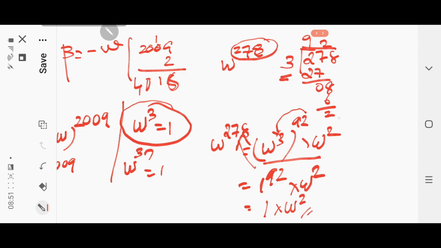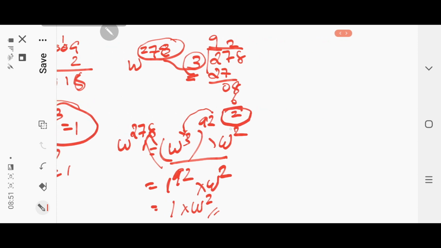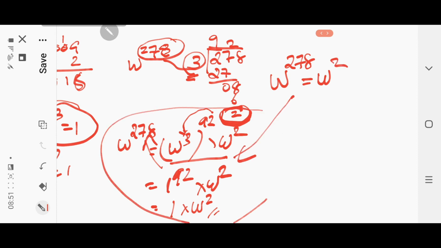See, the shortcut way is that when you are finding higher powers of omega, you divide that number by 3, then you get a remainder. What is the remainder here? It is 2. Therefore, you can write omega raised to 272 directly as omega square. You don't need to do so many steps. To find higher powers of omega, divide that number by 3 and reduce omega raised to the higher power to omega raised to the remainder. You got it?